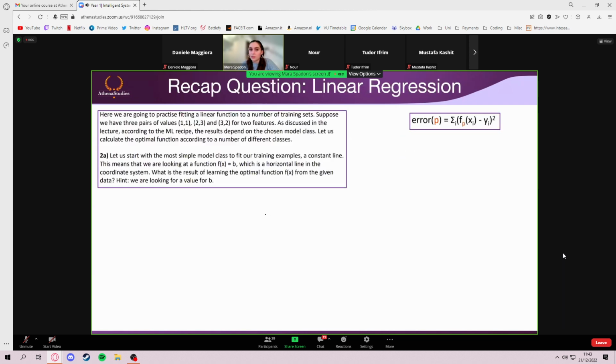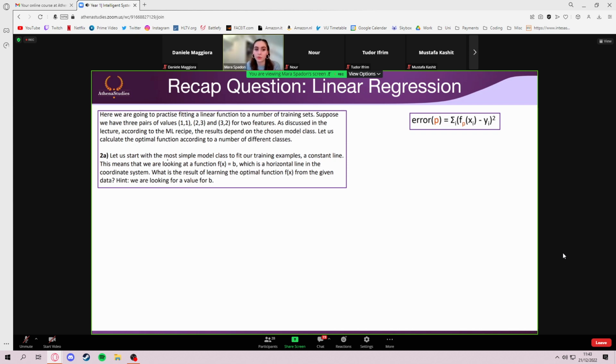So again, let's try a recap question. We're going to practice fitting a linear function to a number of training sets. Suppose we have 3 pairs of values for 2 features. As discussed in the lecture, according to the ML recipe, the results depend on the chosen model class. Let us calculate the optimal function according to a number of different classes.